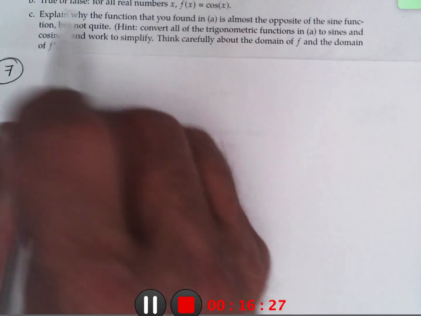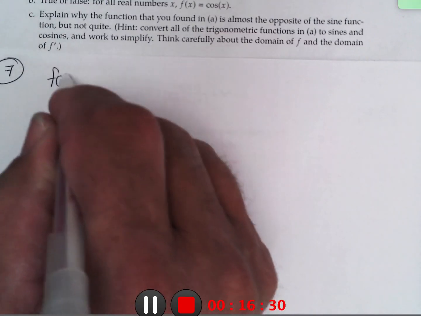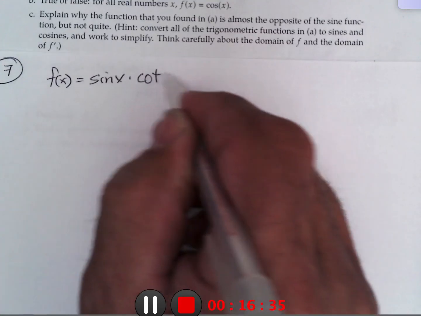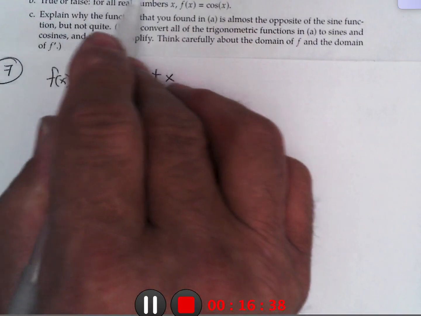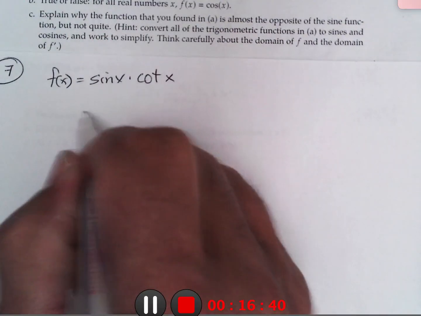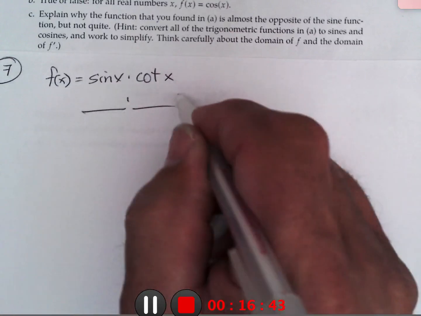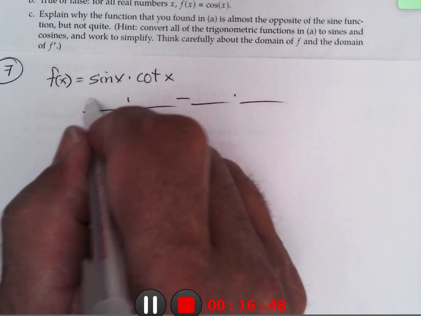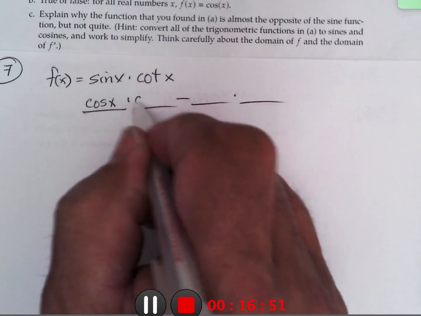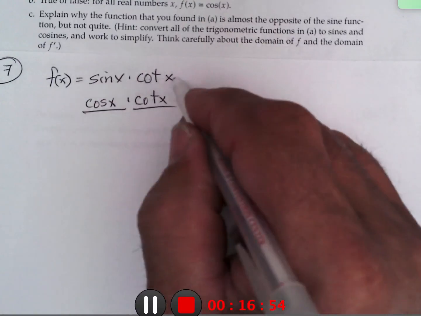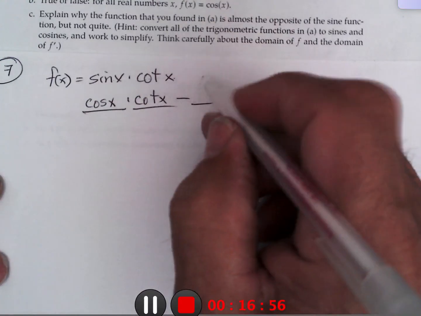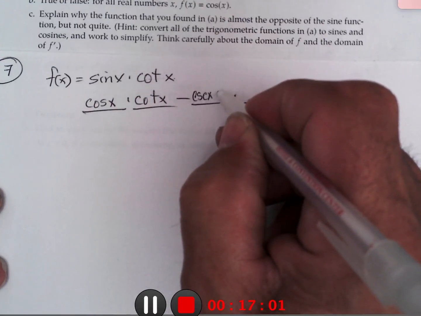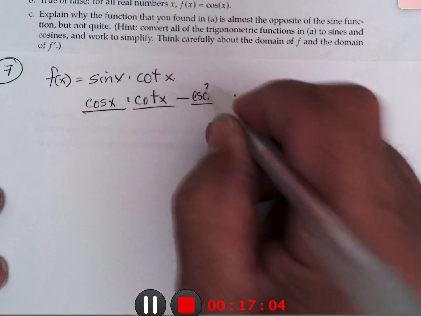f of x equals sine x times cotangent x. Use the product rule to find f prime. So derivative of the first times the second plus the derivative of the second. So derivative of cotangent is, no, negative cosecant squared of x times the first.